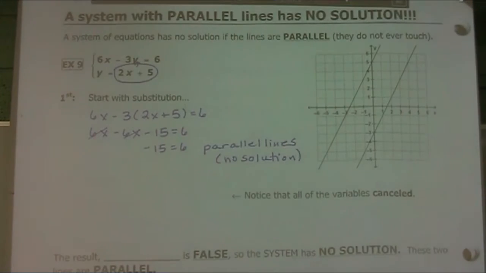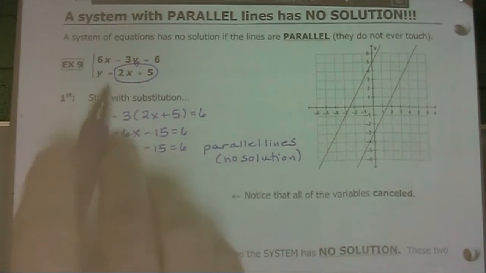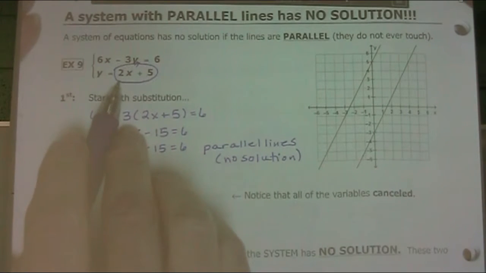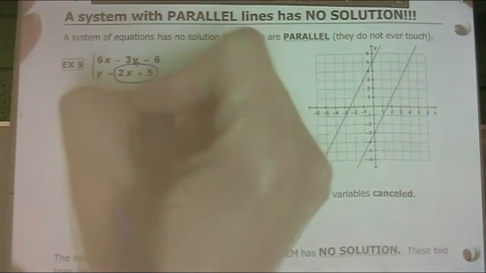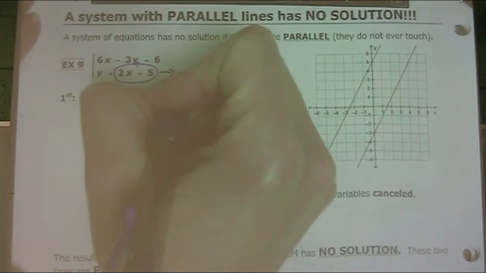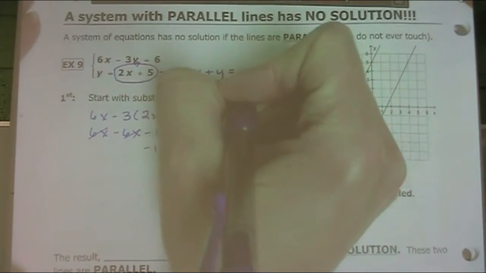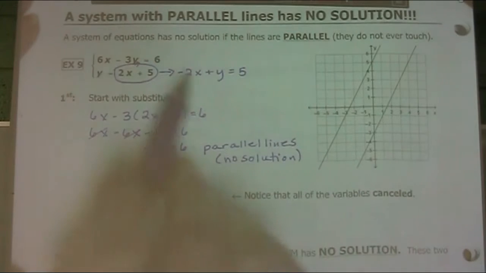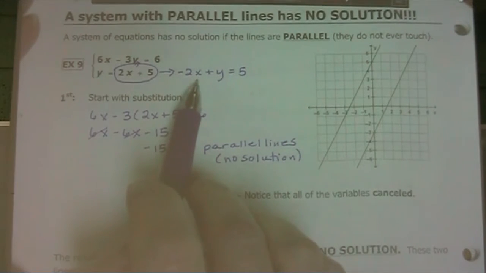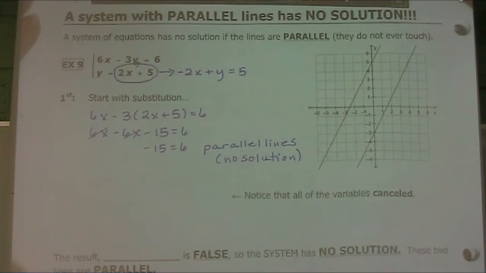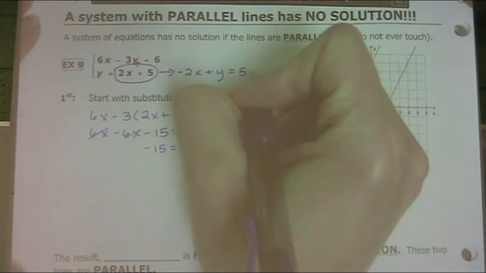Now, I would like to show you what it's going to look like if you had used elimination as your method to solve the system of equations. If we did that, we would take this second equation and simply subtract 2x from both sides. So I would have negative 2x plus y equals 5. And now to create an elimination, let's say I could multiply that second equation by 3. And I could eliminate my x's.